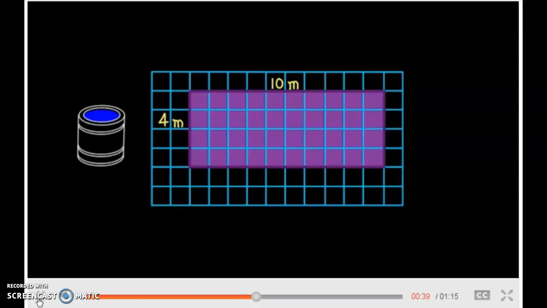A faster way would be to count the number of rows and multiply by the number of squares in each row. There are 10 squares in each row and 4 rows. So 10 times 4 equals 40. See how that works?